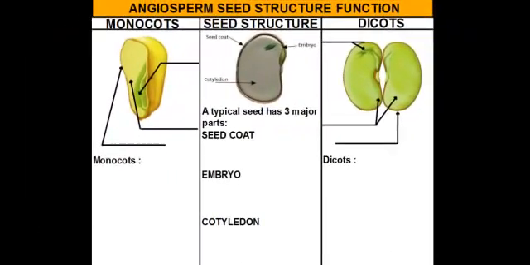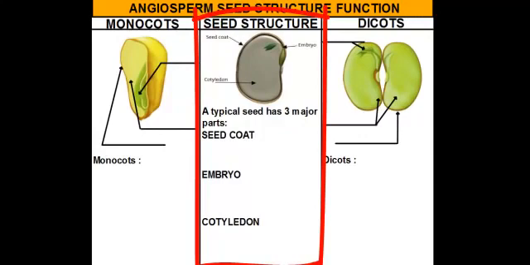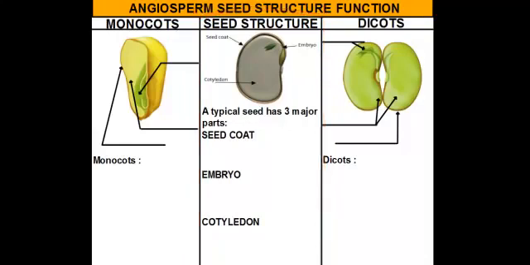So first off, I just want to concentrate on the middle section here labeled seed structure. This is what a typical seed looks like to you and I that we normally think about when we look at and think about seeds. However, you can see that monocots here on the left have a much different look than dicots here on the right. But they do have the same structures in them. There are three main structures to a seed.